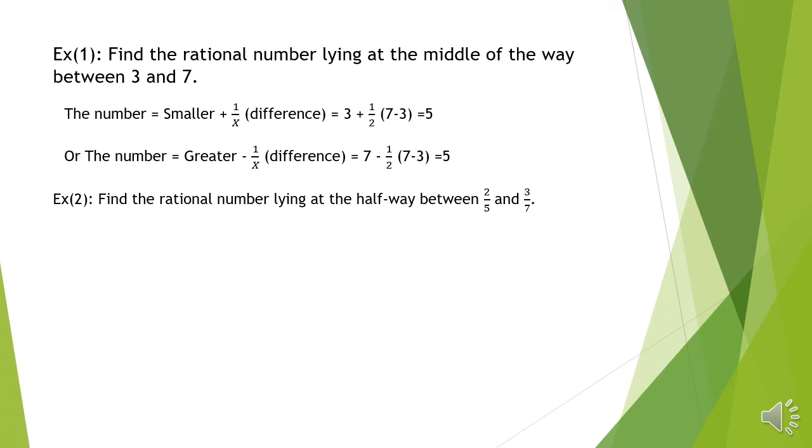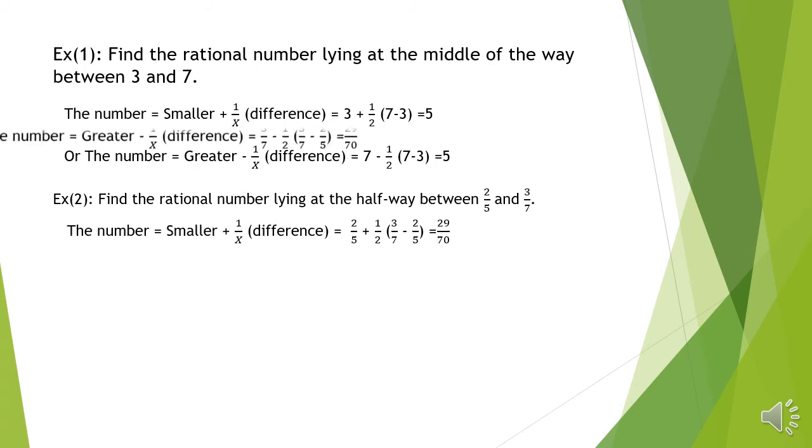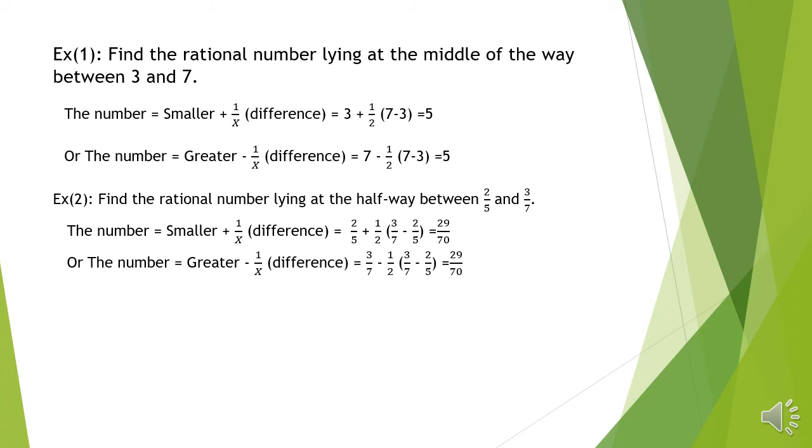Find the rational number lying halfway between 2 over 5 and 3 over 7. From the smallest number, smaller plus 1 over x times difference equals 2 over 5 plus half, 1 over 2, times the difference between the two numbers. Of course, by comparing the two fractions, 3 over 7 is greater than 2 over 5. Then 3 over 7 minus 2 over 5 equals 29 over 70.